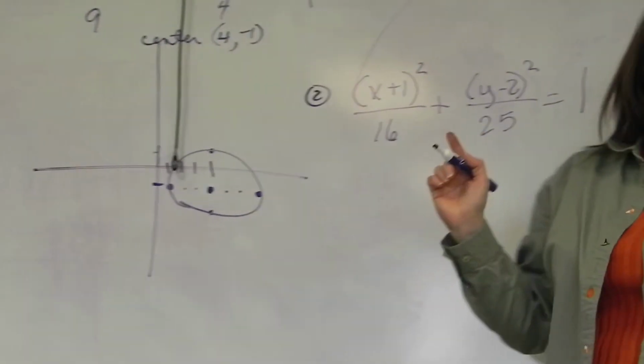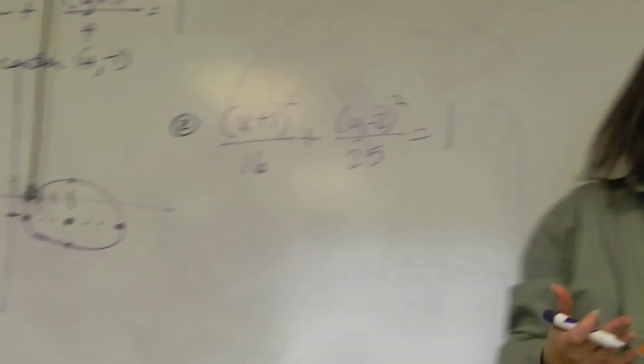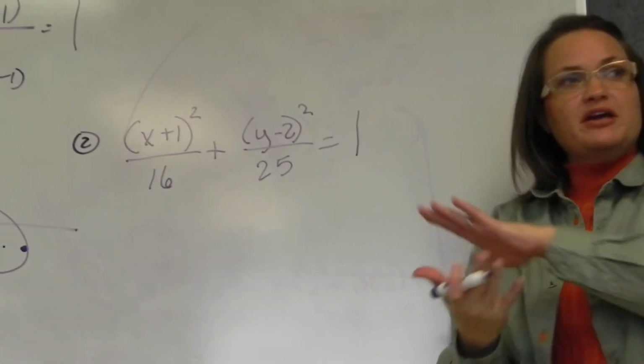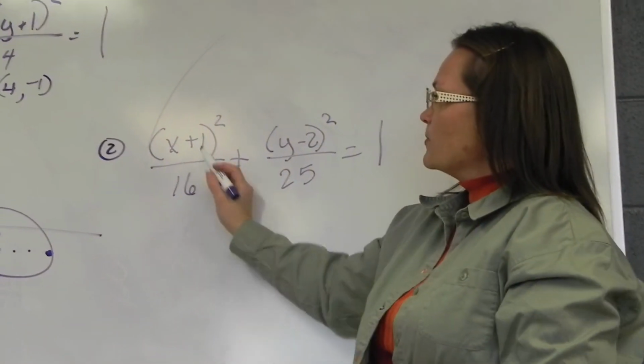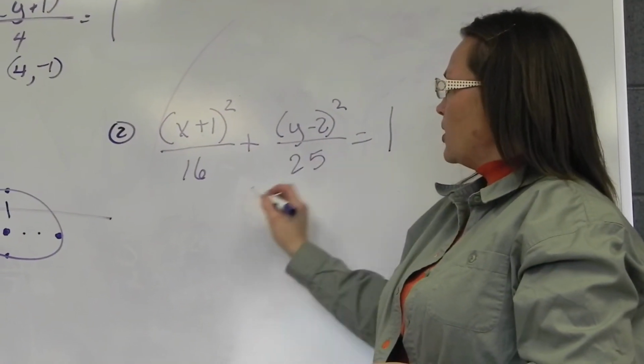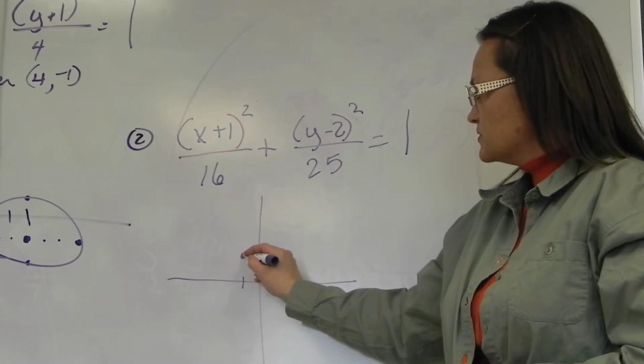Standard form has it equal to 1. Remember, for standard form for an ellipse, because the coefficients are different, we have to make the end number equal 1. So it's already in that standard graphing form. The center is at -1, +2. So back 1, up 2.